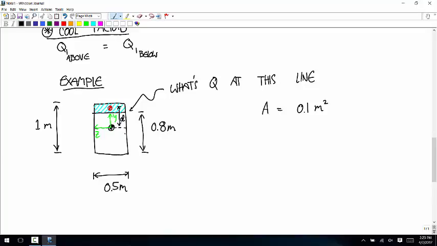That distance D, well, to go all the way from the neutral axis to the top would be 0.5, right? The centroid of this shape is 0.1 from the top. So this distance D is 0.4. You see that? So D is 0.4 meters. And so Q is 0.1 times 0.4 equals 0.04, and the units are meters cubed.